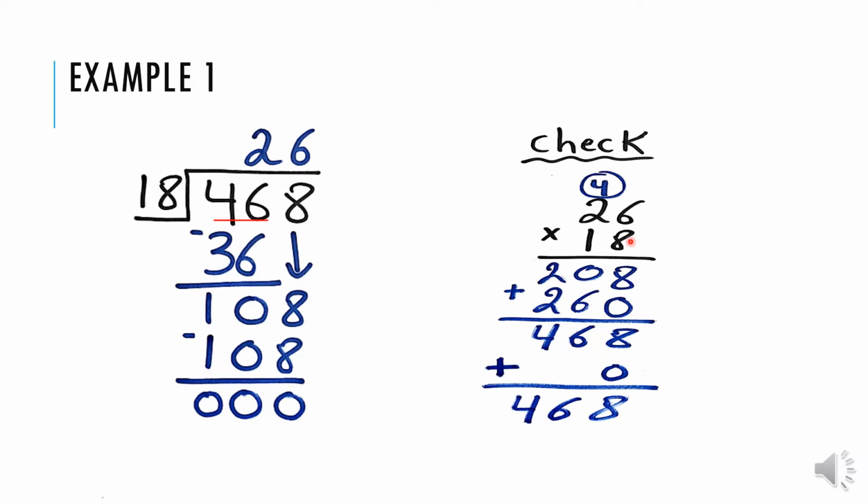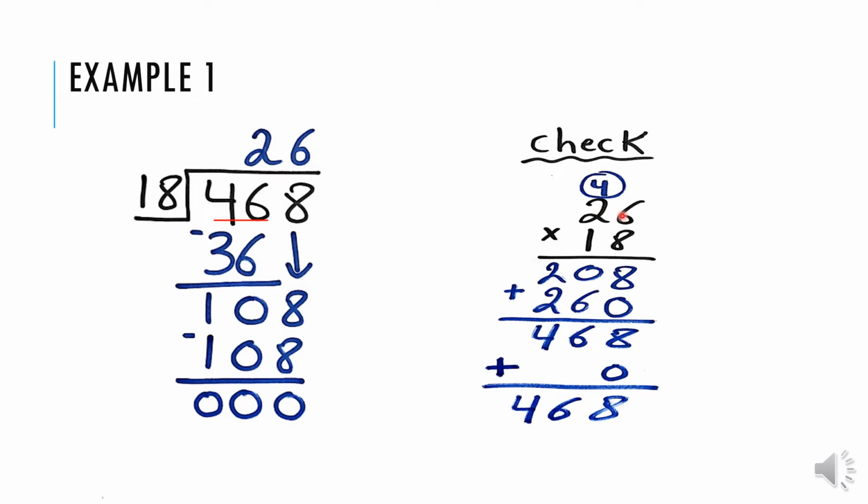Let's check our answer. How do we check our answer? By multiplying the quotient by the divisor and then we add the remainder. So here it's 26 times 18. 8 times 6, it's 48. I write the 8 down and the 4 up. 8 times 2, it's 16, plus 4, it's 20.